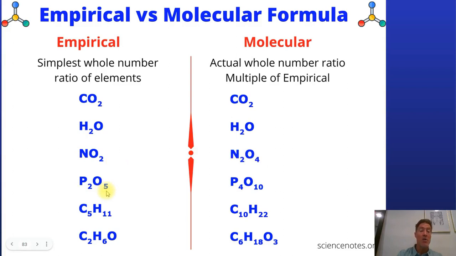Here's the lowest whole number ratio. Here's the actual molecule. Notice this is a multiple of this. This is 2 of those. Okay? Likewise, here's the empirical formula, 5 to 11. Actual formula, 10 to 22. Again, it's double this. Here's the lowest whole number. Okay, 2 to 6 to 1. The actual is a triple. It's 3 times that. C6H18O4. Notice the molecular formula is either going to be the empirical formula or it's going to be a whole number multiple of the empirical formula.